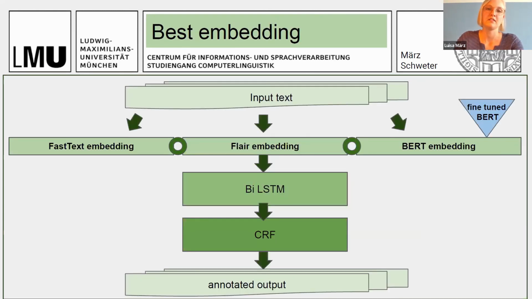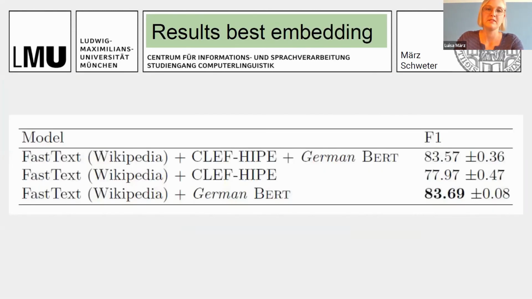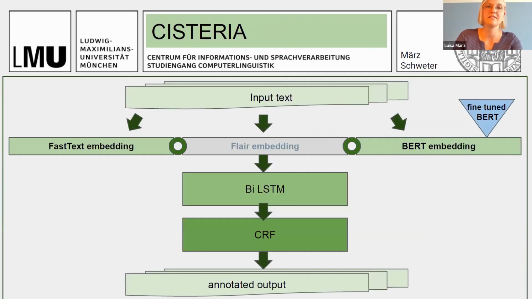So then we stacked all of them and look what happened. We find that the combination of fastText trained on Wikipedia and this very large German BERT model performs best. The adding of the pre-trained HIPE embeddings does not harm performance very much, but slightly. So we excluded that in our final setup. So our final Cisteria model looks like that, only using fastText and BERT embeddings.